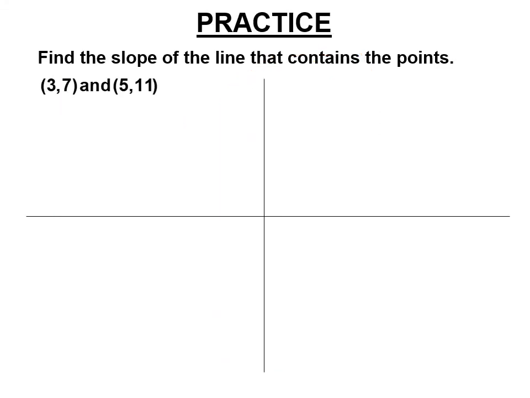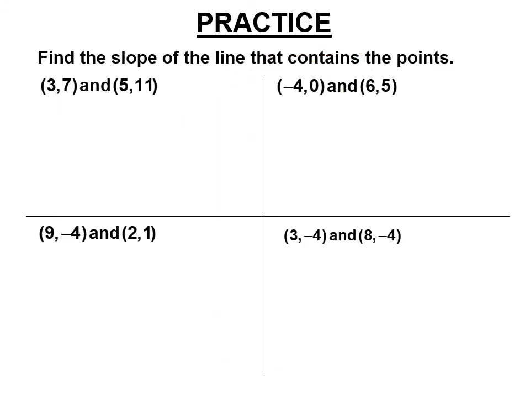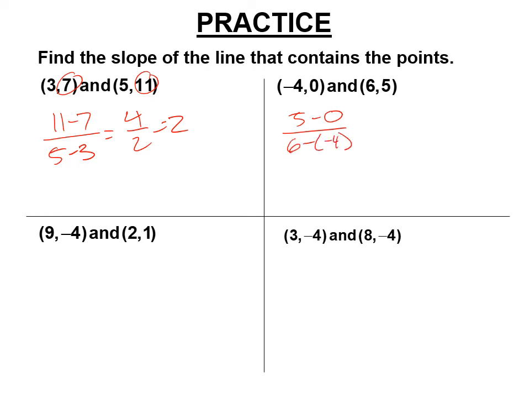All right, let's practice. So here I'm going to do 11 minus 7. And then 5 minus 3, I get 4 over 2, which is 2. Up here, I'm going to do 5 minus 0, 6 minus -4. So I get 5 over, the same as 6 plus 4, 10. 5/10, which I can't leave. I have to simplify to 1/2.